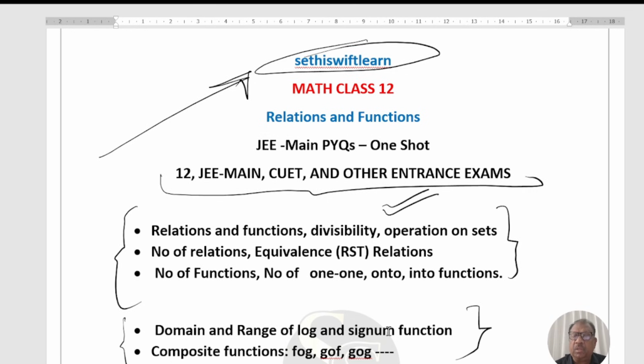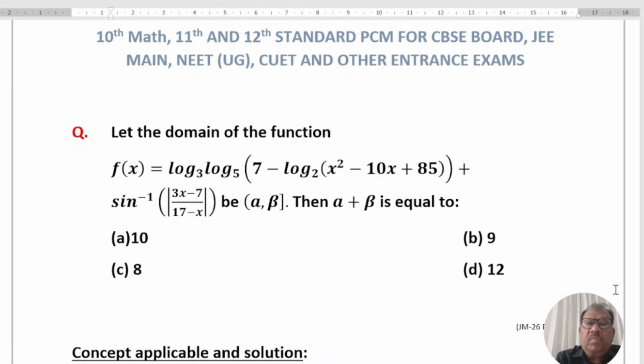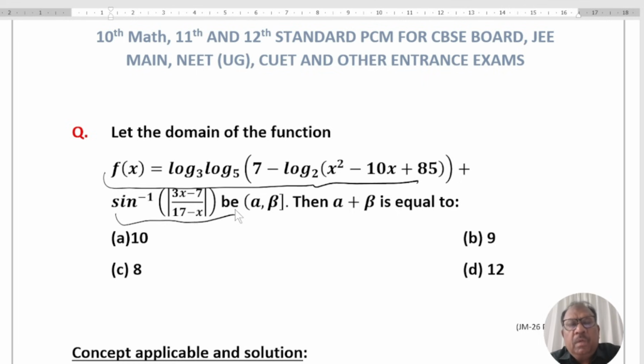Now let's move further. Question is, let the domain of the function be given; this is one function and this is another function. One is a logarithmic function, one is an inverse trigonometric function. Then we have to find the value of alpha beta. Four options are given, one of the options is correct.